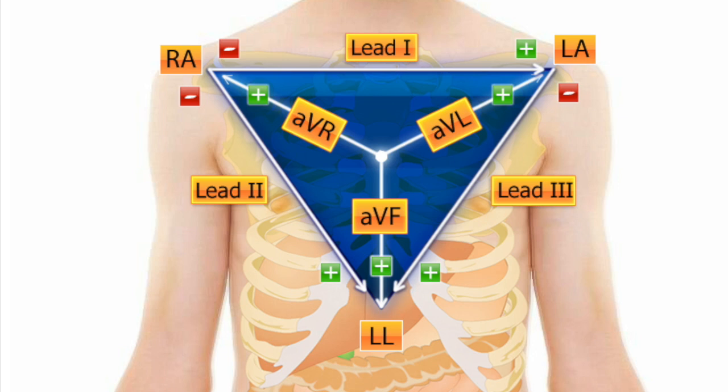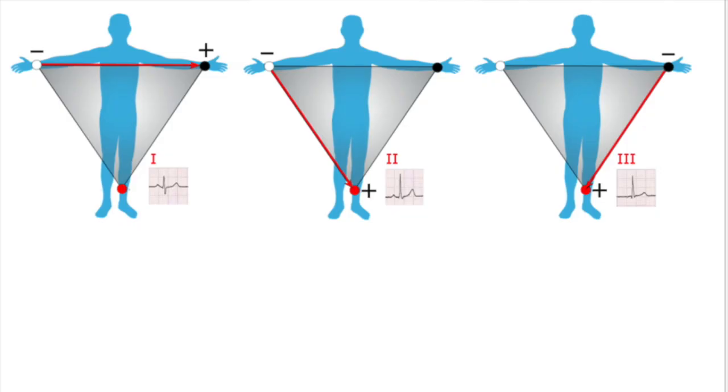Okay, and the formation of these electrodes makes 6 limb leads, or 6 views of the heart. Okay, and these 6 views of the heart can be broken down into bipolar or unipolar. Okay, and bipolar leads determine the voltage difference between 2 electrodes. In this example, a direct line between the right arm and the left arm is lead 1. Okay, and a direct line between the right arm and the left leg is lead 2. And then the left arm and the left leg create limb lead 3.